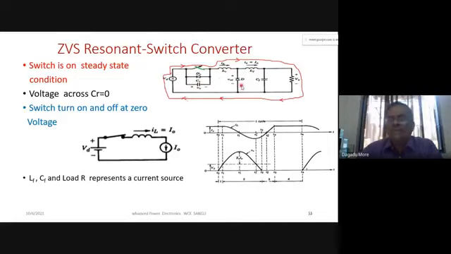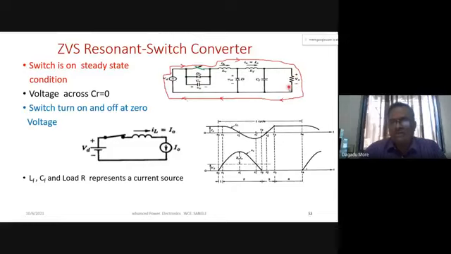And here LF and CF are the filter values, filter inductance and filter capacitance. And this is our load resistance, and a diode we are having. Okay, we require this. So this will be a DC to DC buck converter. Output voltage is controlled, indirectly, by controlling the duty ratio.